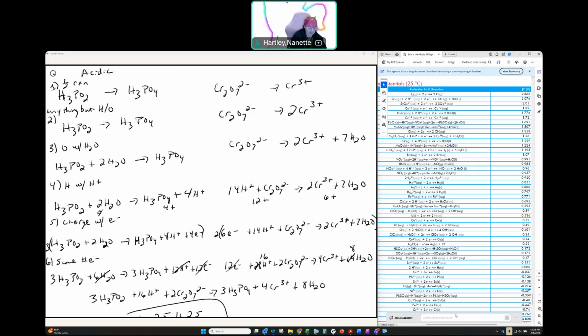Then I pull everything down. So I end up with 3 H3PO2 plus the 16 H plus the 2 Cr2O7 2 minus goes to the 3 H3PO4 right here plus the 4 Cr3 plus plus the 8 H2O. Okay. So that is that equation, and that should be balanced.